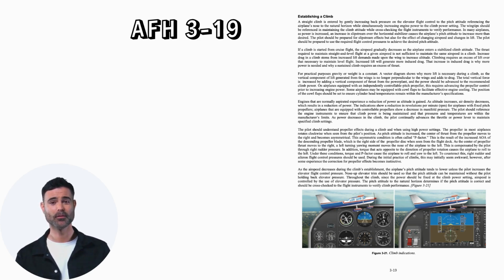Nose-up elevator trim should be used so that the pitch attitude can be maintained without the pilot holding back elevator pressure. Throughout the climb, since the power should be fixed at the climb power setting, airspeed is controlled by the use of elevator pressure. The pitch attitude to the natural horizon determines if the pitch attitude is correct and should be cross-checked to the flight instruments to verify climb performance.